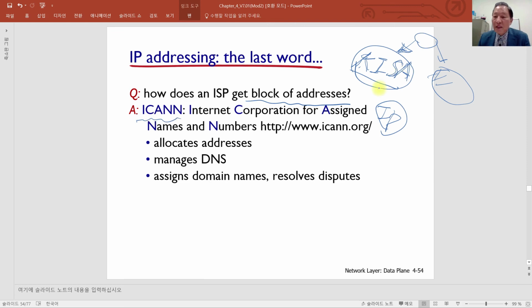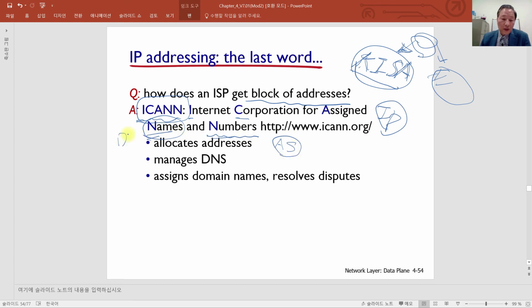There are some regional areas. Finally, there is one organization that is called ICANN. The full name is Internet Corporation for Assigned Names and Numbers. Names means domain names. Even domain names have been assigned by this organization. And the numbers, that is about IP addresses. Also autonomous system numbers, later we learn about that.